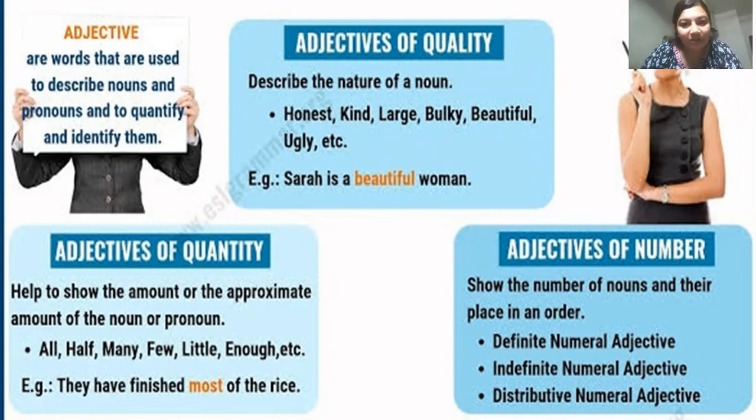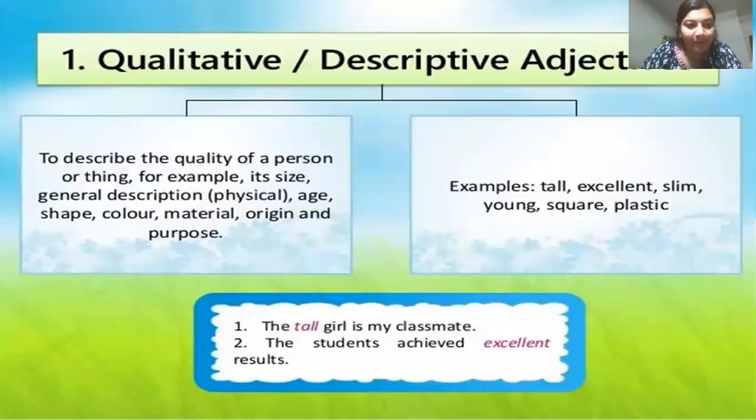Now what is its function? Its function is very basic, just like the adjective, to describe the nature of a noun. जिस भी noun या pronoun को वो adjective describe कर रहा है, it tells us its quality, कि वो कैसा है. It answers the question of what kind, कि whatever noun we are talking about वो कैसा है. It describes the quality of a person or thing.